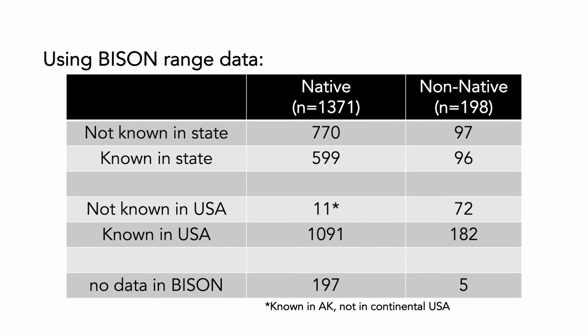Importantly, there are 200 species that we found that have no data in the Bison database. So we don't know if they're native or non-native. We don't know what their ranges are, but we do know that data doesn't exist in Bison for those ranges.